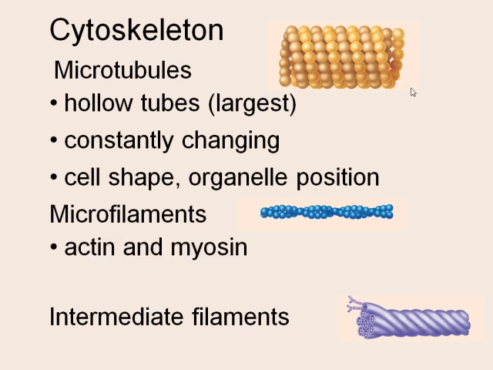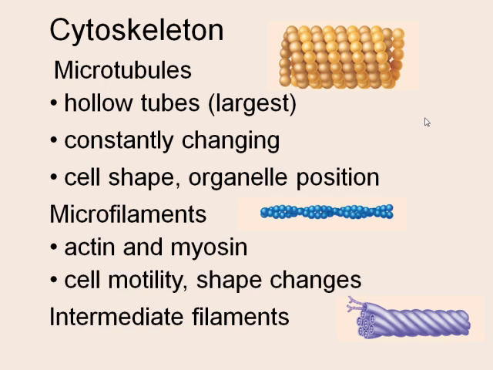The microfilaments are primarily made of the proteins actin and myosin. And these proteins are capable of sliding over each other, so they're involved in cell motility and in shape changes of the cell. You'll talk quite a bit about actin and myosin when you talk about muscle cells.